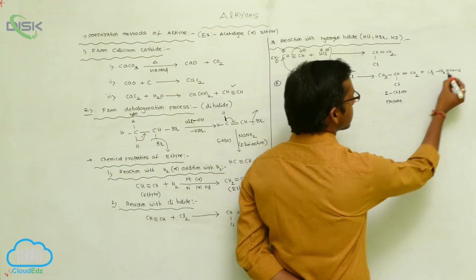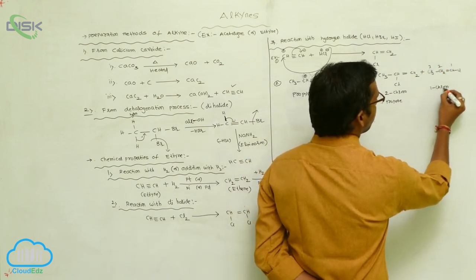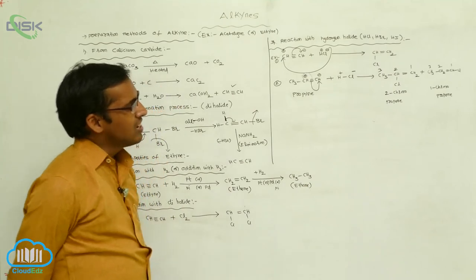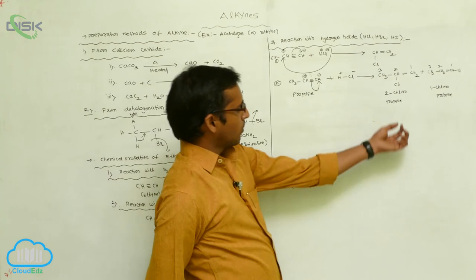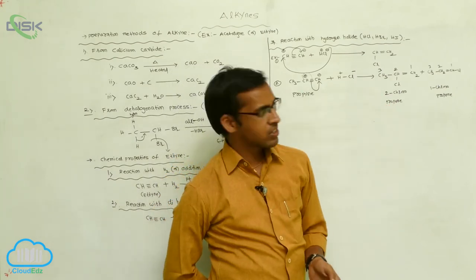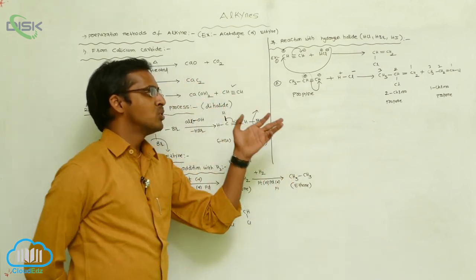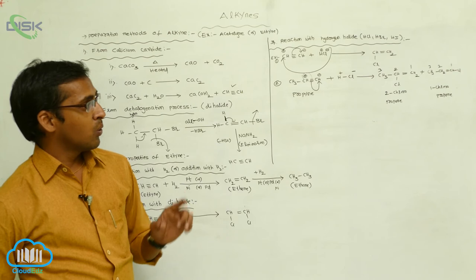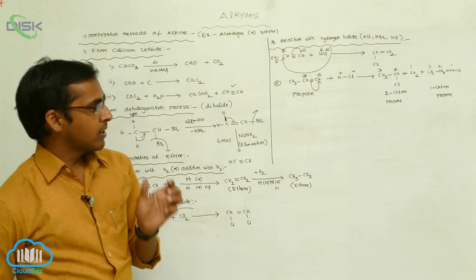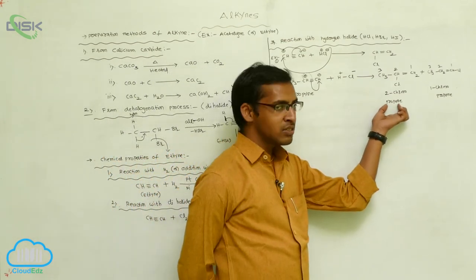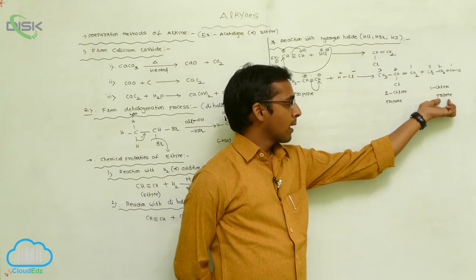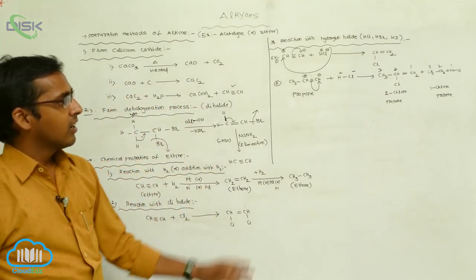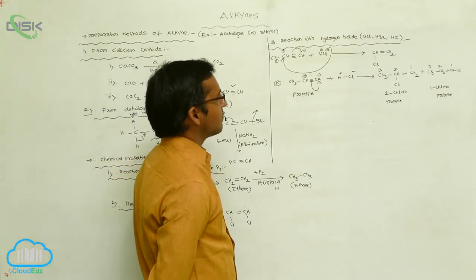2-chloropropene. This is 1, 2, 3. 1-chloropropene is formed. So 2-chloropropene and 1-chloropropene are formed. During this, generally according to Markovnikov rule, 2-chloropropene is your major product and 1-chloropropene is your minor product, because during the formation of 2-chloropropene, a secondary carbocation is formed, whereas for 1-chloropropene, a primary carbocation is formed. In these two, the secondary carbocation is more stable than the primary carbocation, due to that 2-chloropropene is the more stable or major product than 1-chloropropene. So this is a reaction with hydrogen halide.